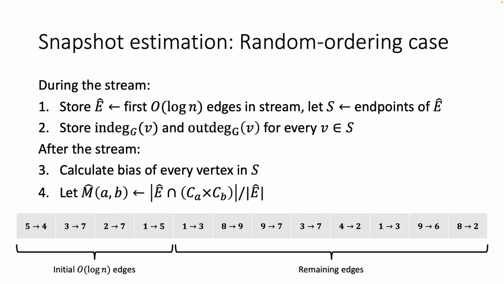And then after the stream is over, I have this set of edges and the set of vertices. I can calculate the bias of all those vertices, and I can look at the fraction of edges which go from bias A to bias B among the edges that I sampled. Okay, so this is just how to implement this sampling procedure as a streaming algorithm under this random ordering assumption.